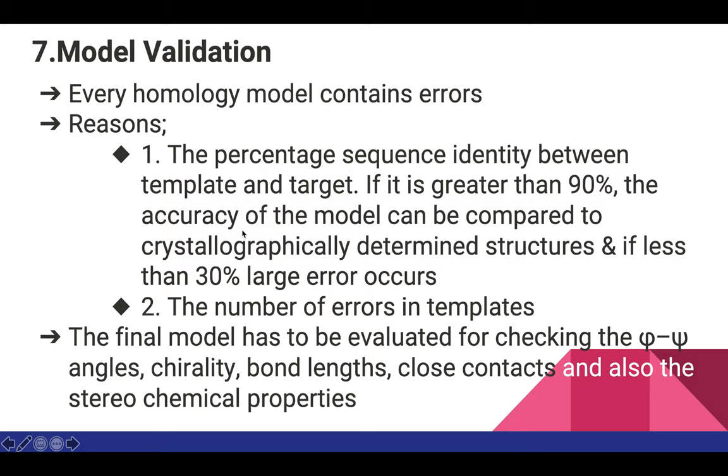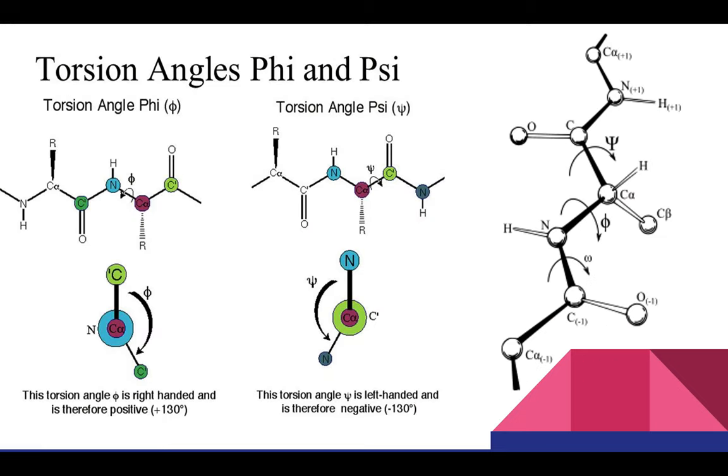Hence, the final model has to be evaluated for checking the angles, the chirality, the bond strength, the close contacts, and also the stereochemical properties. So there are many validation tools that you can use. Ramachandran plot would be one of them.